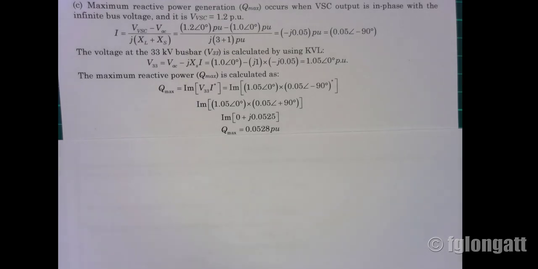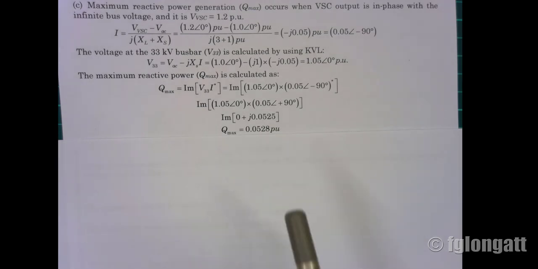And what I'm trying to tell you again is that the maximum reactive power production happens when the voltage source converter has the voltage in phase. And because we want the maximum reactive power production, we are using again 1.2 per unit as the internal voltage of this converter. That is a key point here.